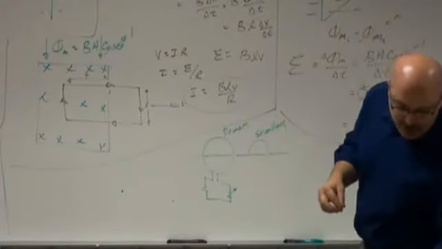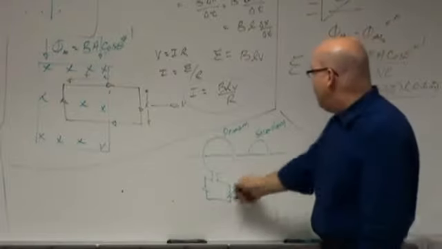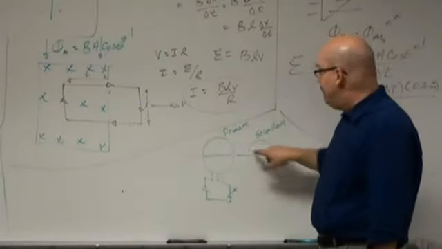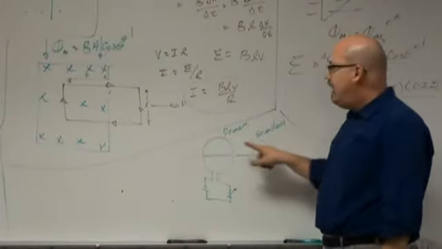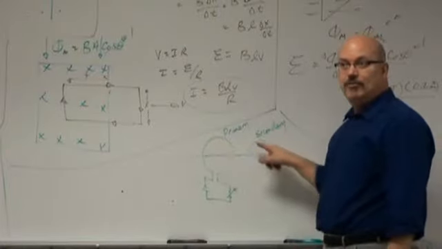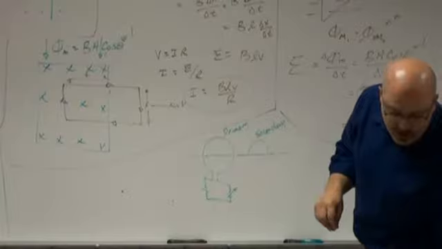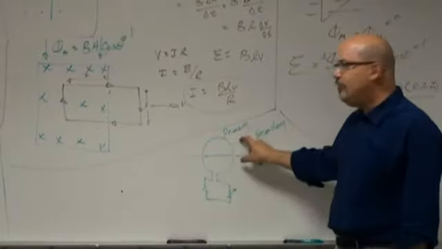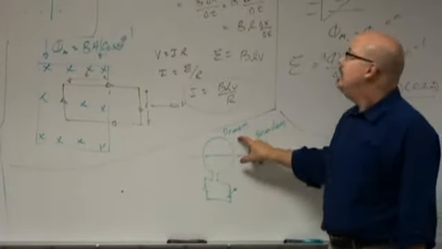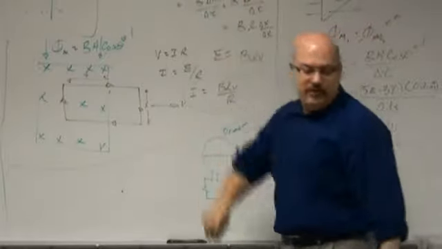D says varying the current in the primary coil. If I vary the current in here, does that change my flux over here? Yes, because that changes my magnetic field out of this one, right? That's no good. C says moving the secondary coil closer. If I move this closer, does that change its flux? Yeah, because that changes the magnetic field strength, right?